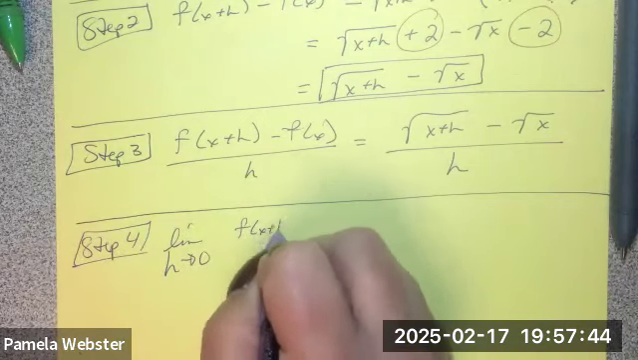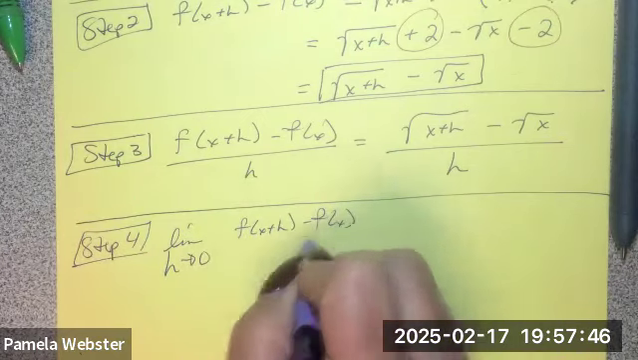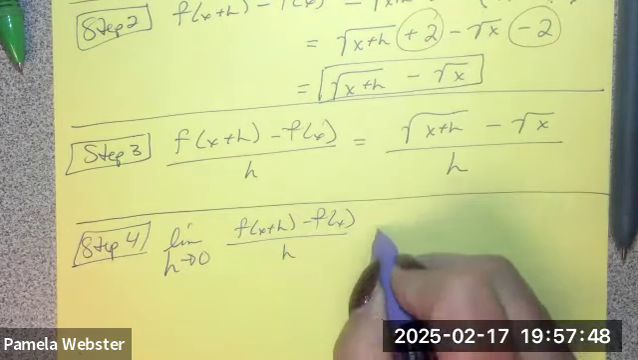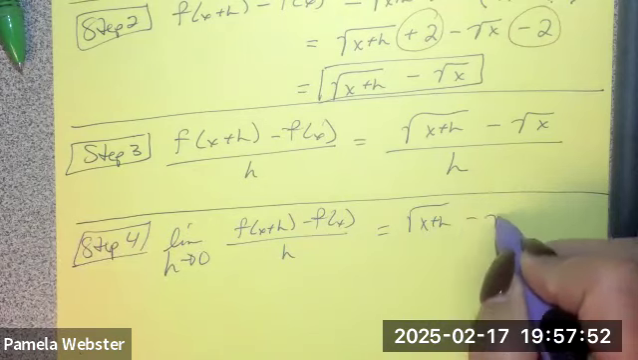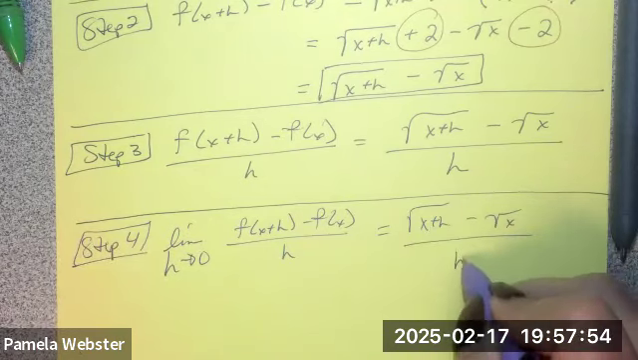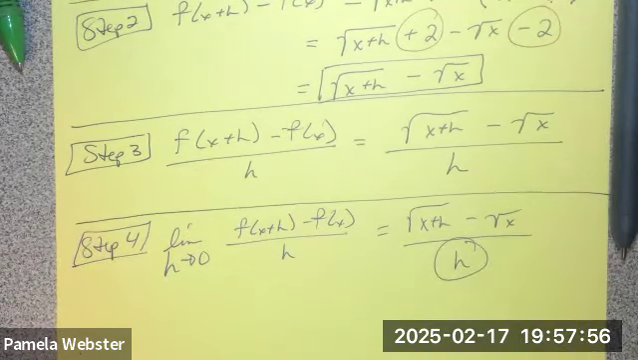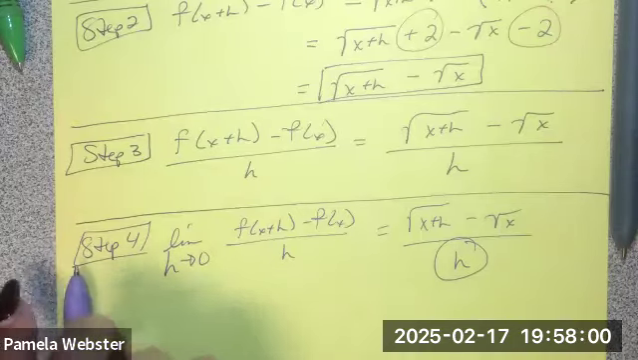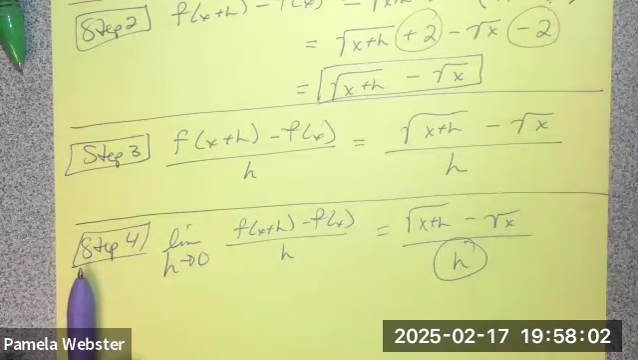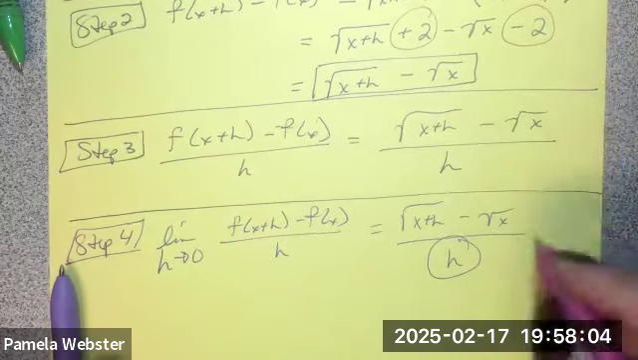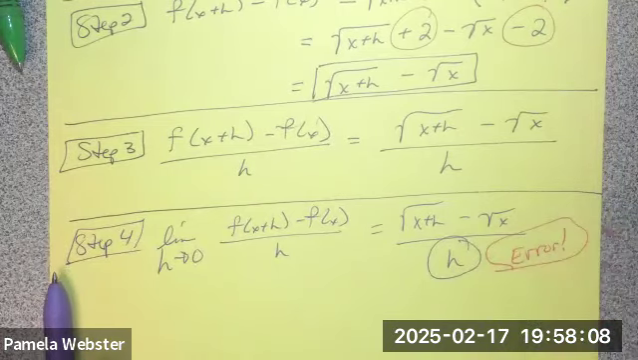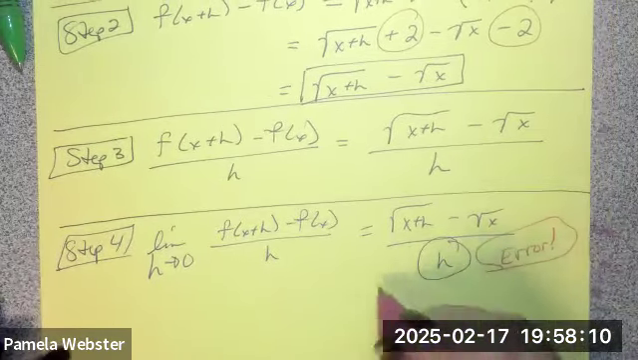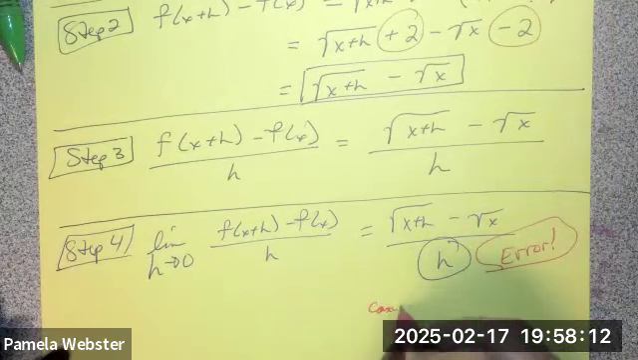In our class, we know that that means plug in h equals 0, right? But what did I just say a minute ago? Can we divide by 0? No. So this is going to cause a problem. In fact, if you were on your calculator, it would say error. That's a bad thing. We can't divide by 0.